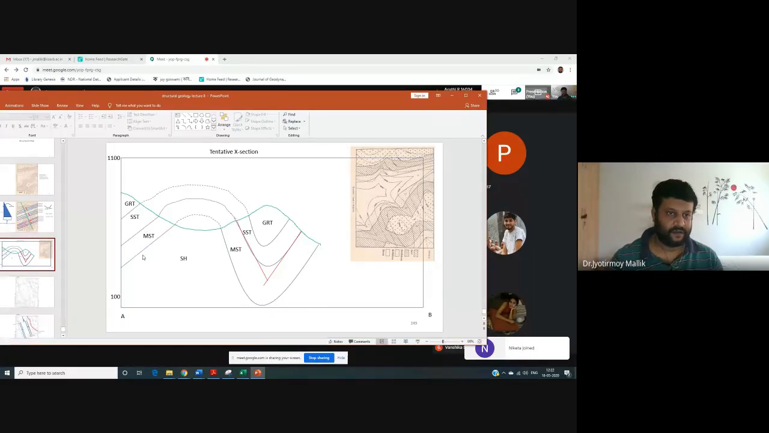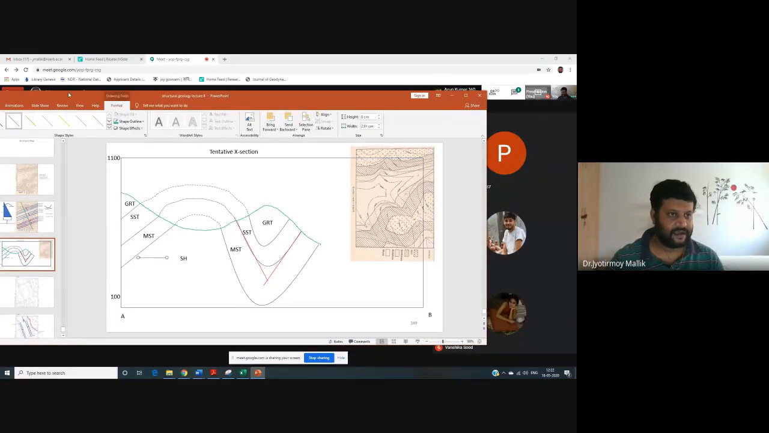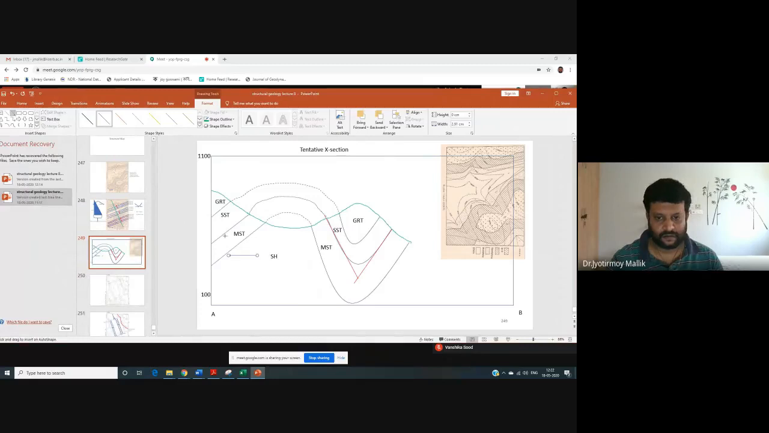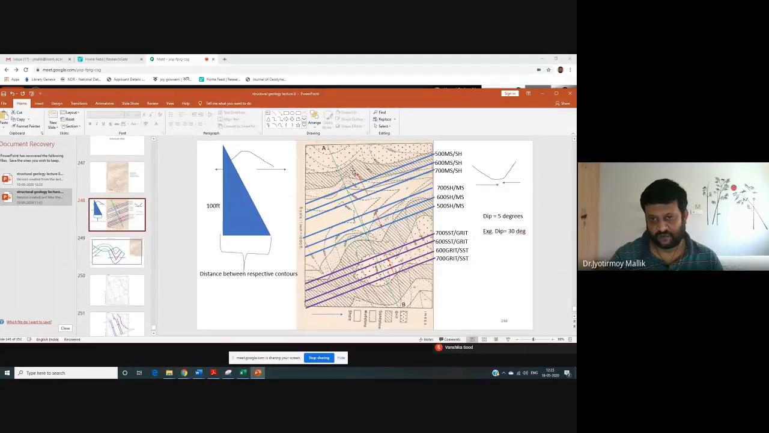So I have a dip direction towards A, and then I have a dip direction towards B, then again I have a dip direction towards A, right? So that's what we are observing in the map. As you can see here, dip direction towards A, dip direction towards B all the way up to here, and then again dip direction towards A.